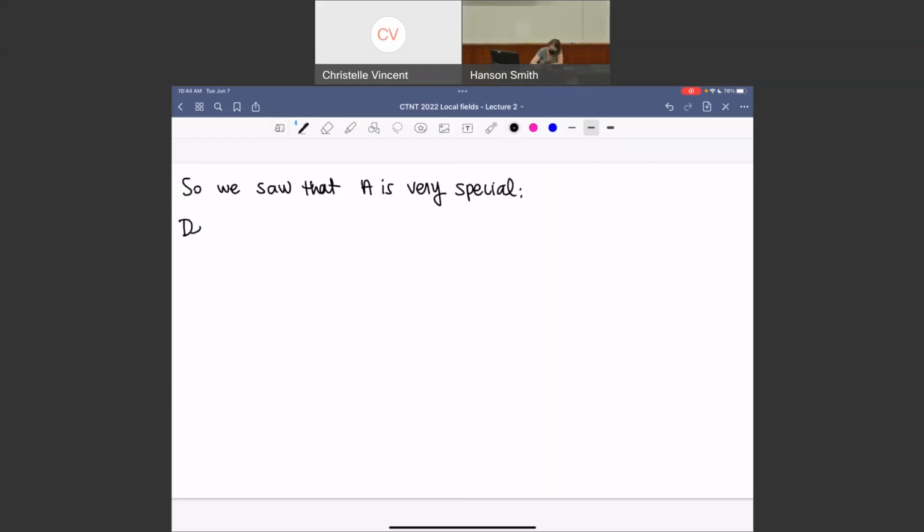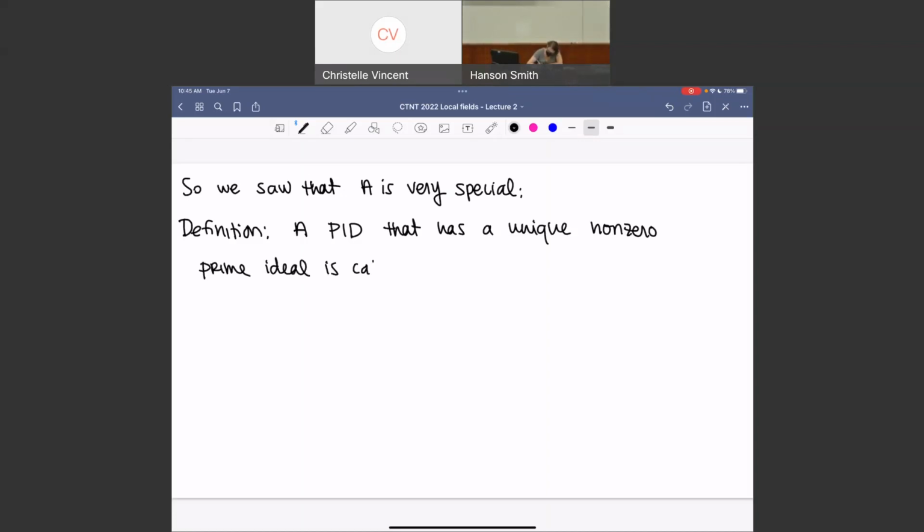Right? And so let's give that a name. A PID, so a principal ideal domain, but also a domain that has a unique non-zero prime ideal, is called a discrete valuation ring, or DVR.